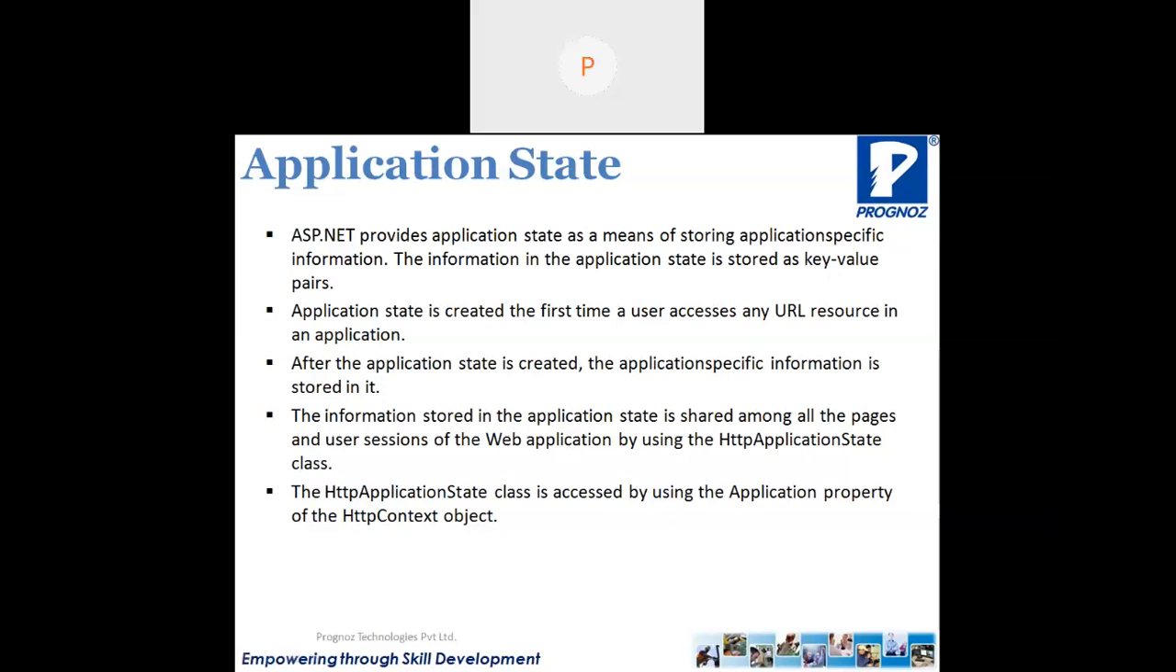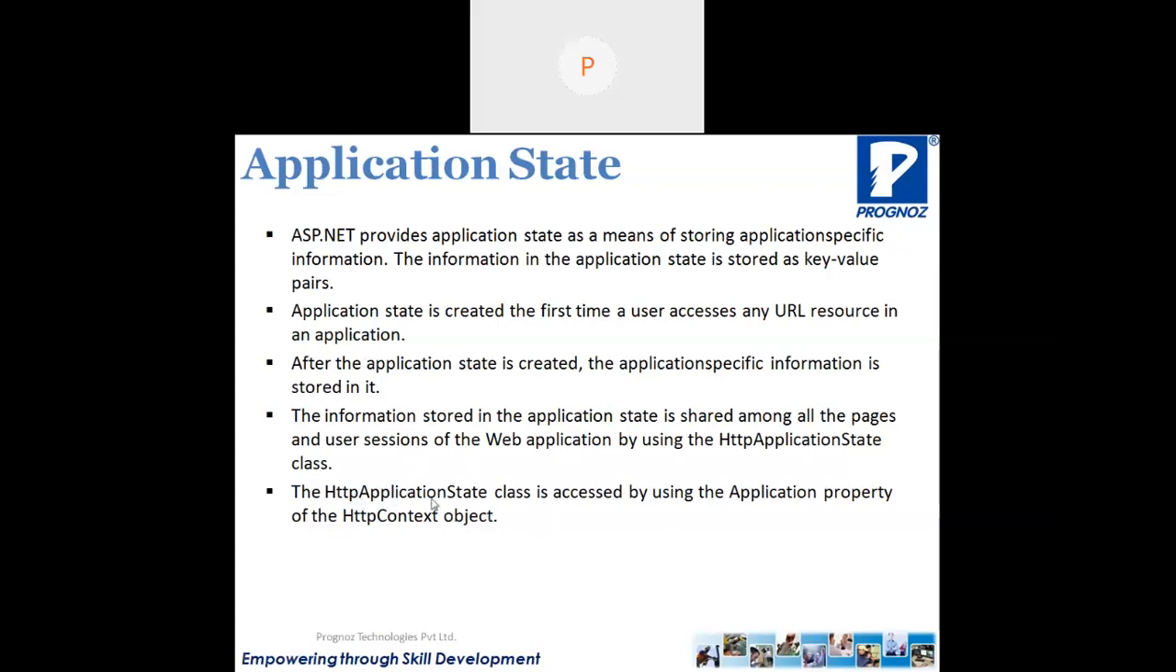Okay, then after the application state is created, the application specific information is stored within it, and that information is available to use all over the current project, or you can say website. The information stored in the application state is shared among all the pages and user sessions of the web application by using the HttpApplicationState class. So an object of this class is created, and with the help of this class, the application property can be accessed.